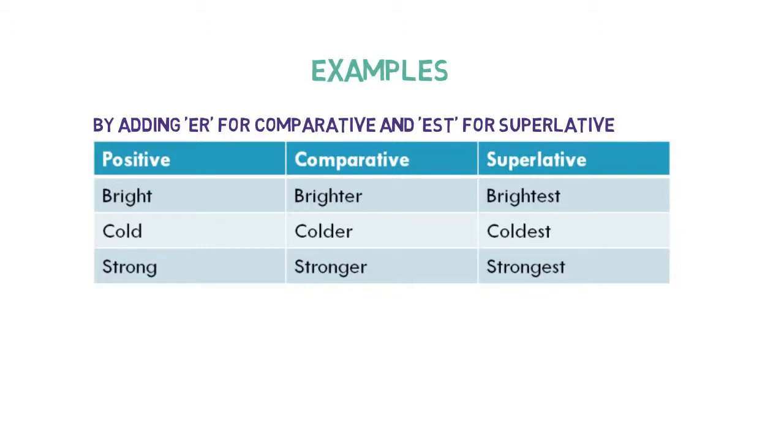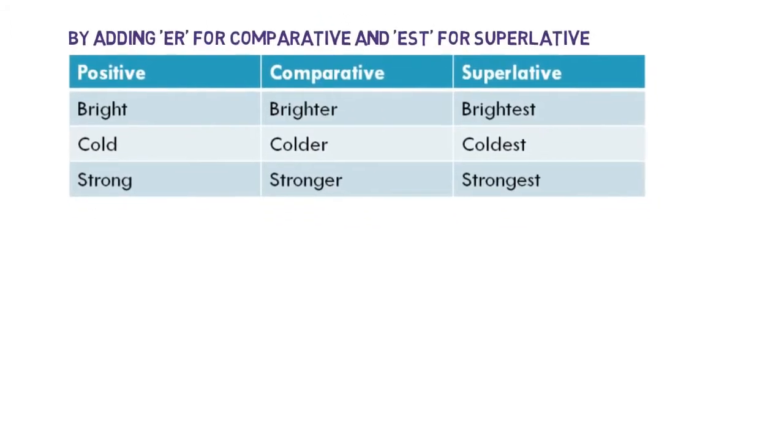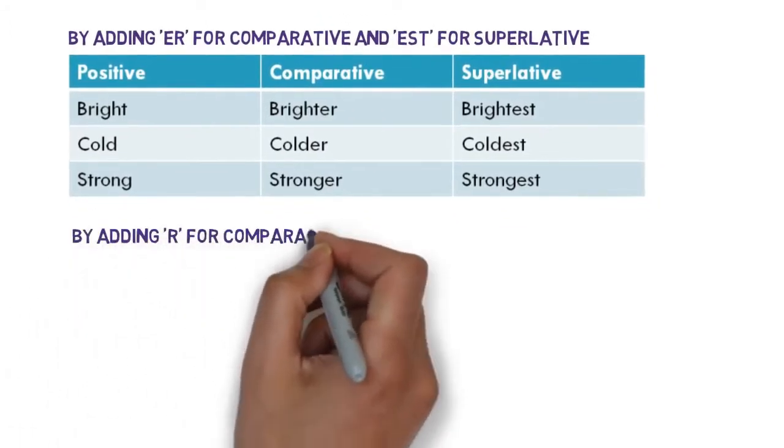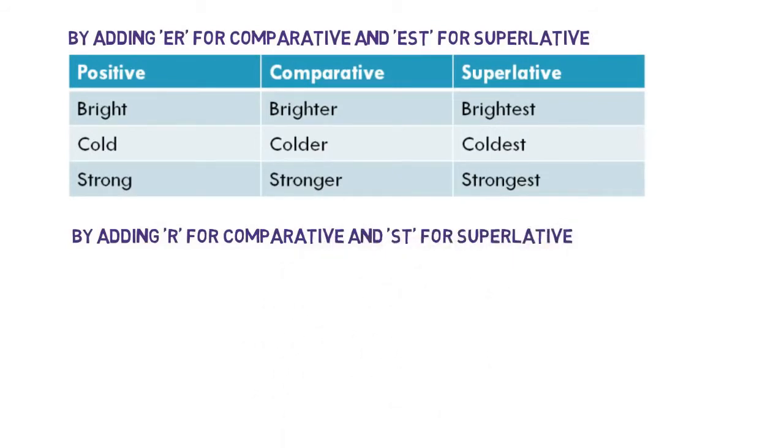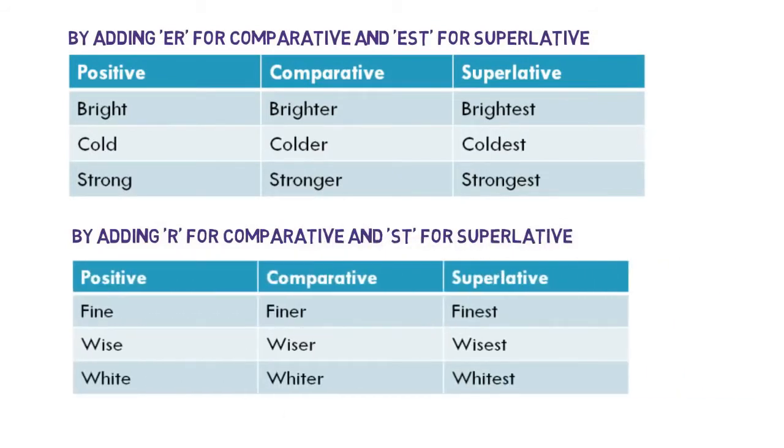Let's look into another way of changing degrees by adding r and st at the end. Example: fine, finer, finest; wise, wiser, wisest; and white, whiter, whitest. Note the characters r and st at the end of comparative and superlative degrees.